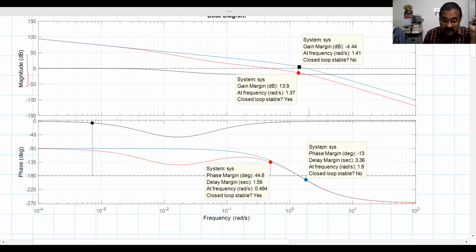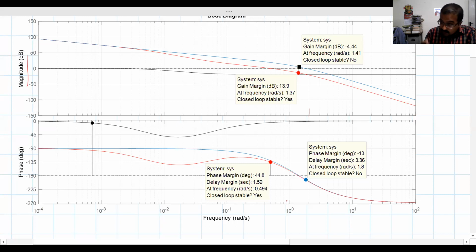So what's the takeaway from this? A lag compensator will improve the static error constant. How? By increasing only the low frequency gain, as we have seen. And it increases the phase margin of the system to yield the desired response.